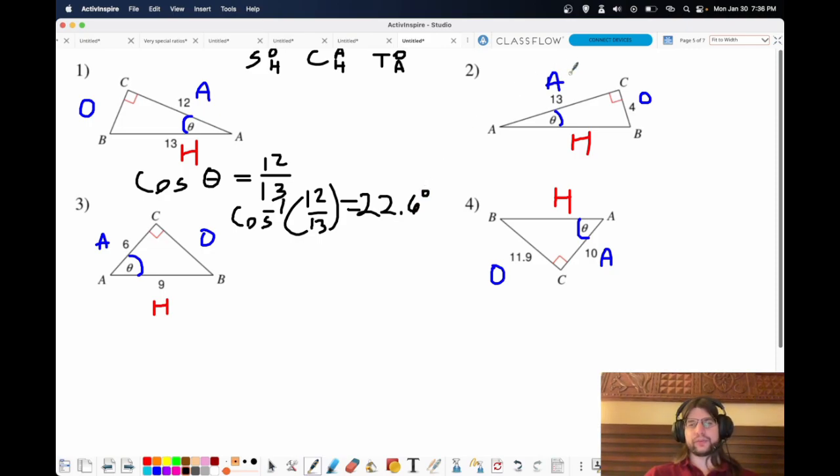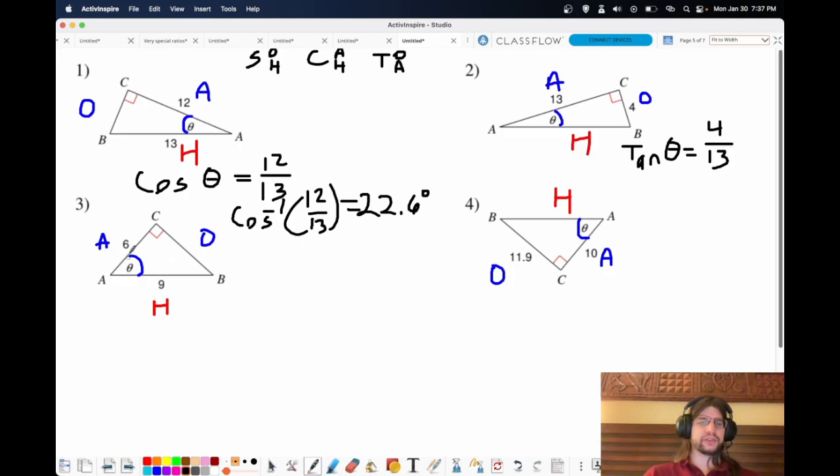If we look at number 2, I've got the opposite, I've got the adjacent. That means I'm going to be using tangent. So tangent of theta equals opposite over adjacent. And just like over here, we'd hit shift, and this time we'd hit tangent. 4 over 13 equals.